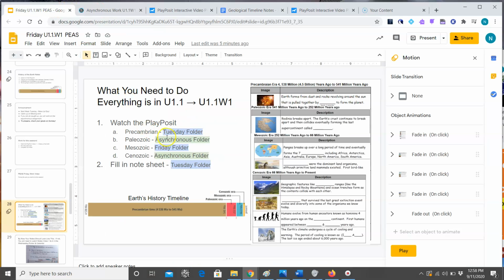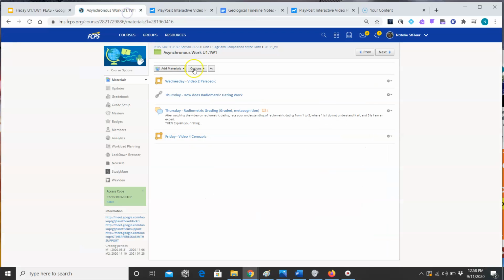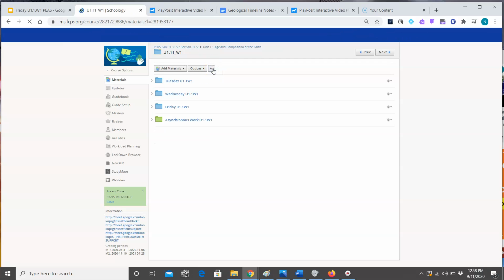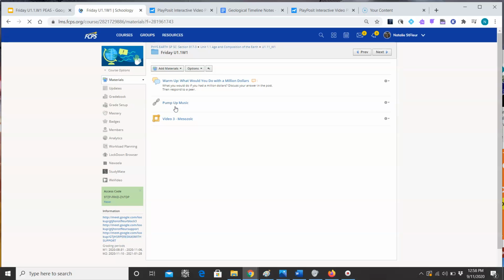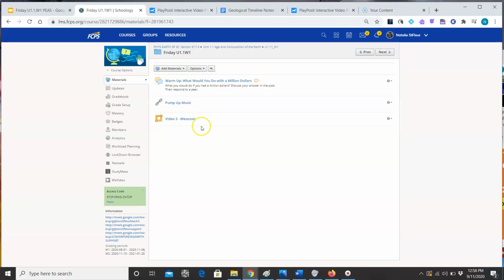So the next video is going to be in Friday's folder, Mesozoic. So to get to that, and if you want, there's a neat trick to go backwards. You just hit this backward arrow and it'll take you right back out. So now I'm back in Friday's folder. And video 3 is Mesozoic. So I'd watch that.